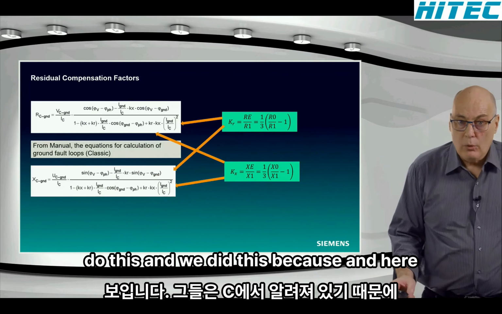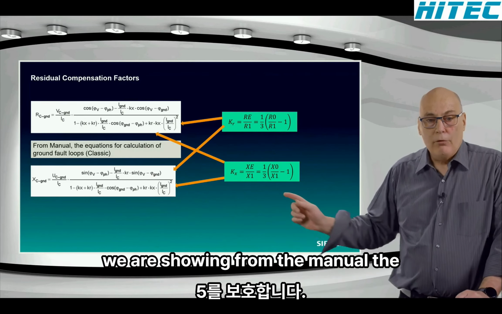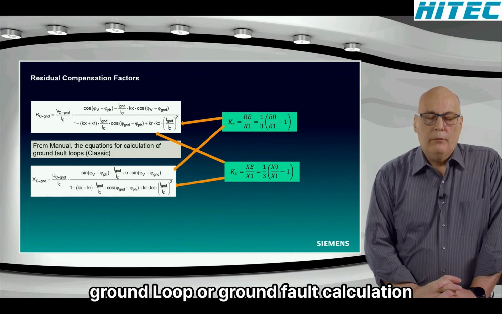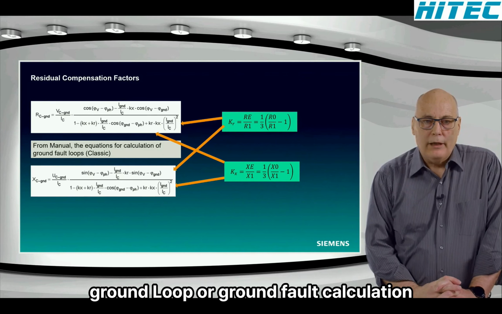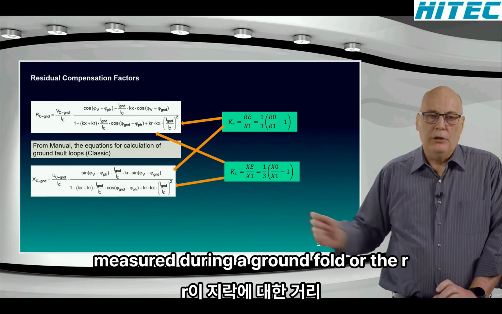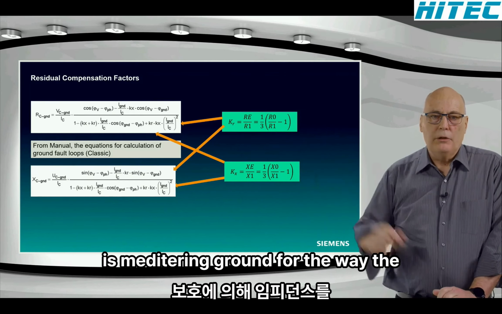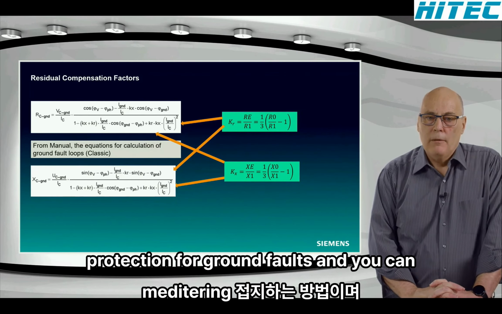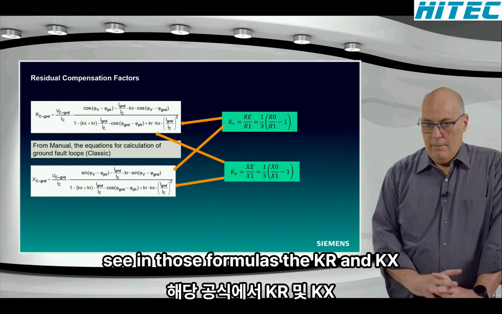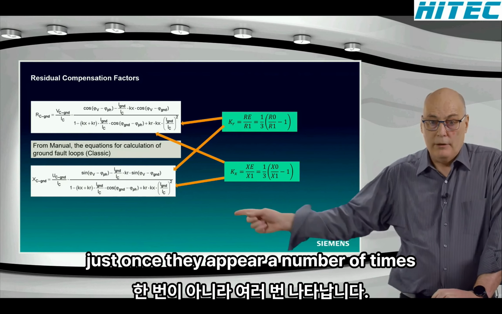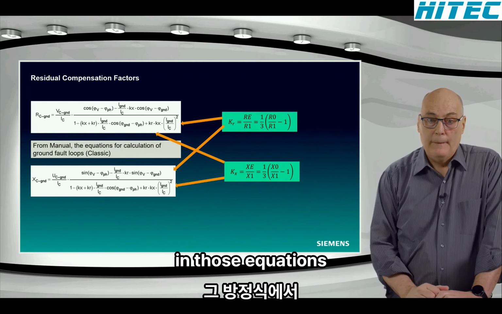And we did this because, and here we are showing from the manual, the classic ground loop or ground fault calculation formulas, the method in which the X is measured during a ground fault, or the R is measured during ground fault, the way the impedance is measured by the distance protection for ground faults. And you can see in those formulas, the Kr and Kx factors appear a number of times, not just once, they appear a number of times in those equations.